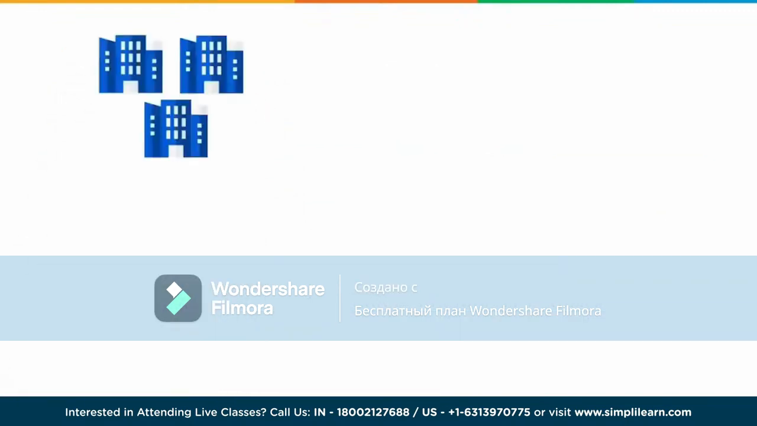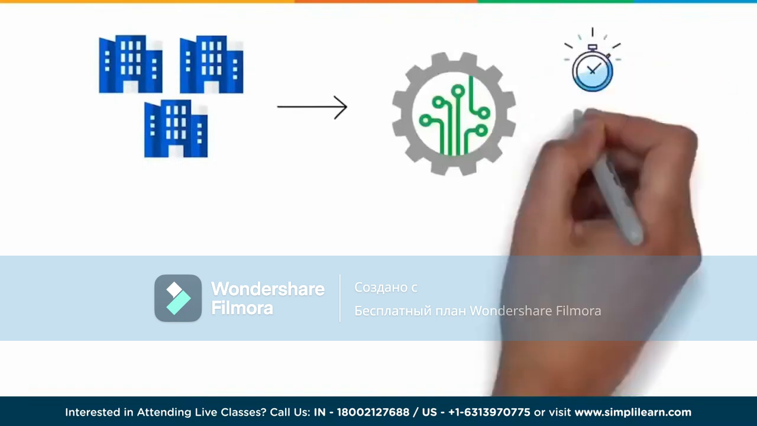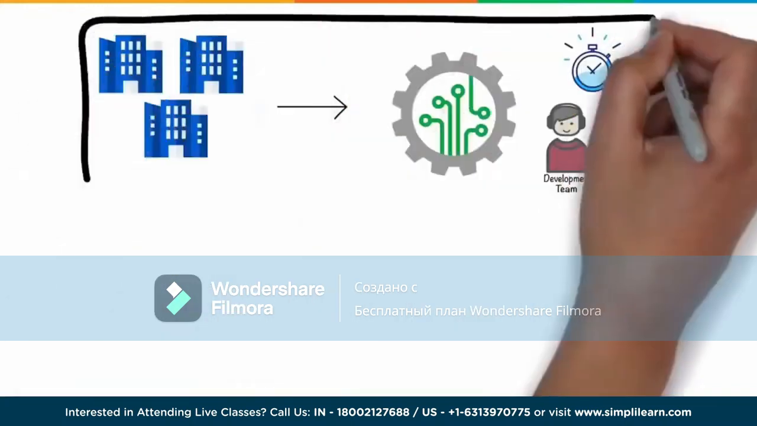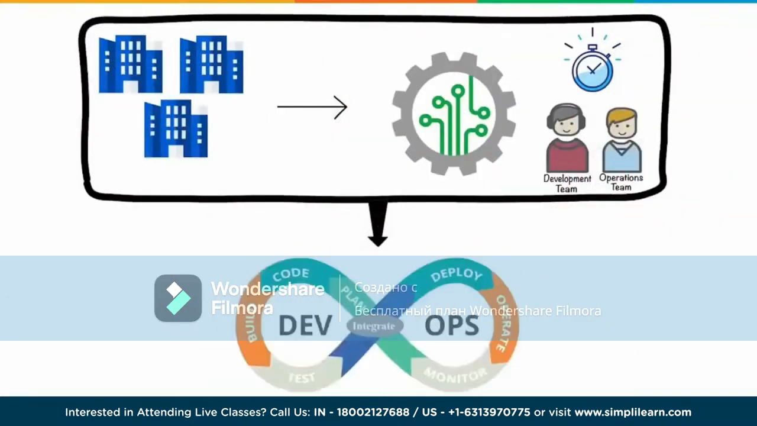Today, more and more companies lean towards automation, with the aim of reducing its delivery time and the gap between its development and operations teams. To attain all of these, there's just one gateway: DevOps.